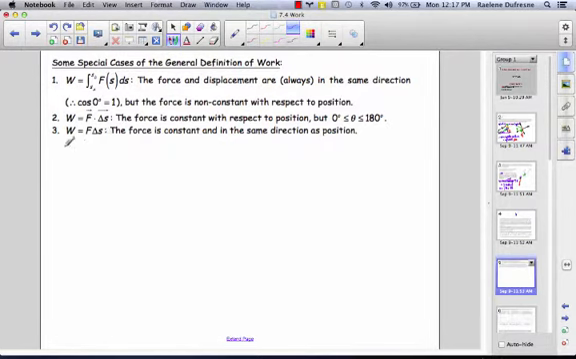And then a really, really simple case, work equals force times displacement. The force is constant, and it's in the same direction as the displacement. That should say displacement, not position.